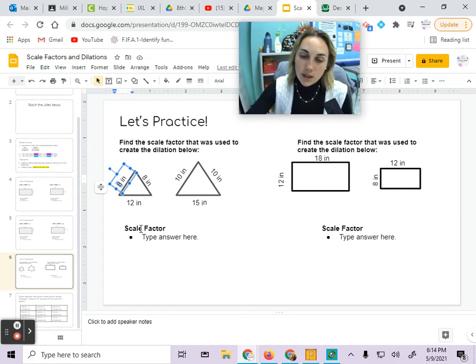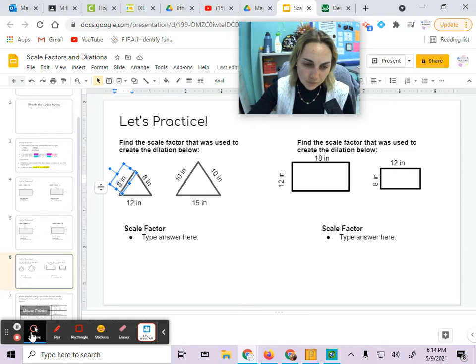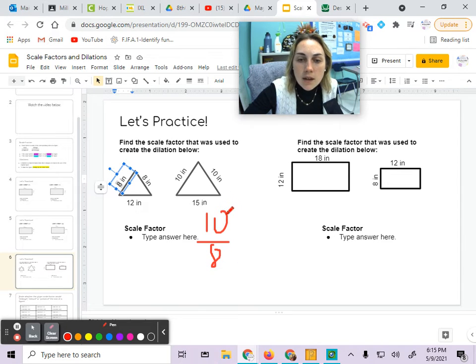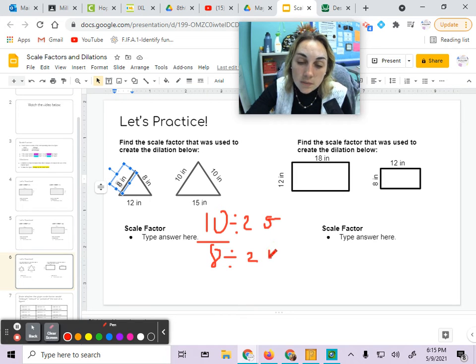Okay, so if we had 10 divided by 8, let's go ahead and reduce that. They're both divisible by 2. So 10 divided by 2 is going to give us 5, and then 8 divided by 2 is going to give us 4. So our new scale factor is going to be 5/4. And that's all we had to do.